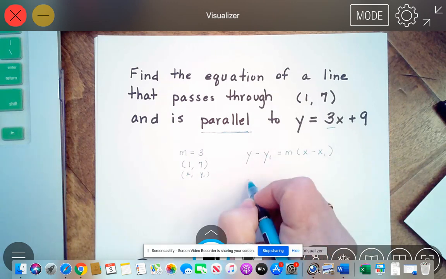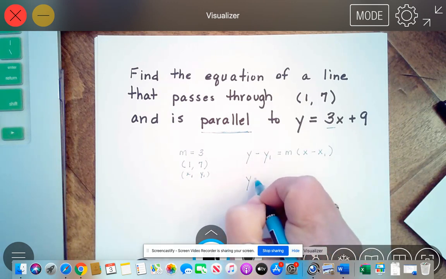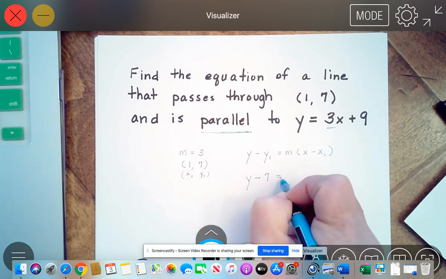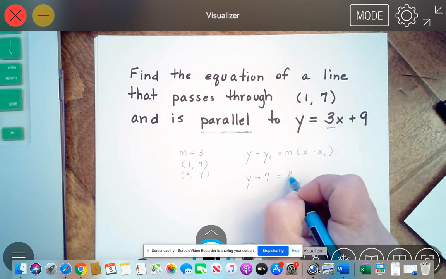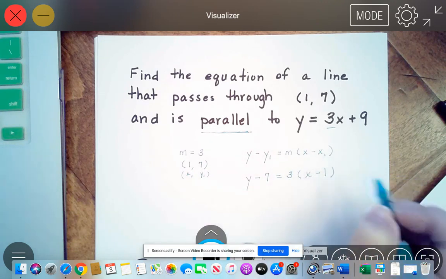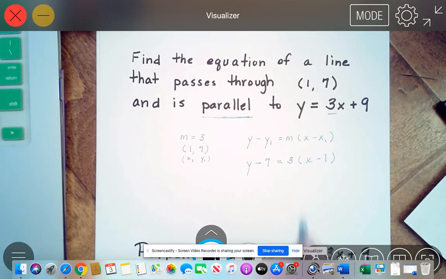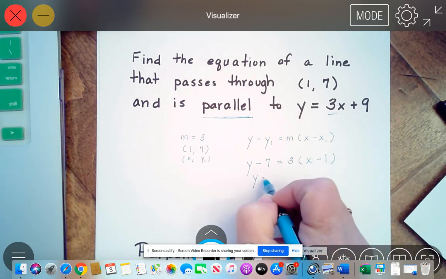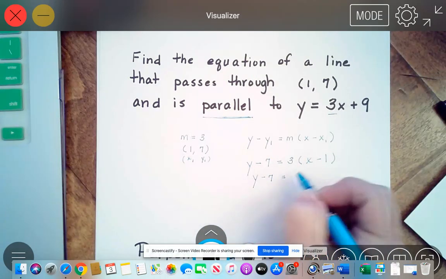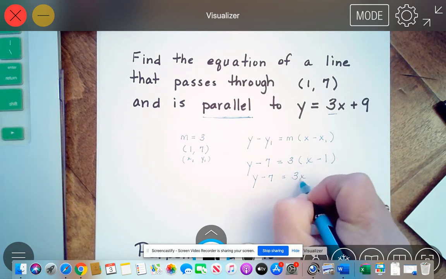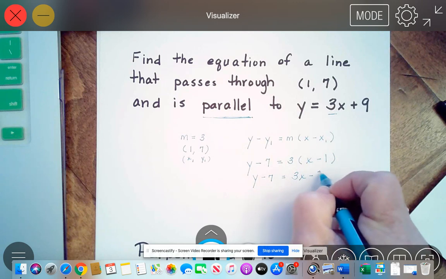So I'm going to put it into my formula. y minus y1 is 7. My slope is 3 times the quantity x minus x1, which is 1. Now what I'm going to need to do, I'm going to distribute the 3. So on the left side, I'm just going to put the y minus 7. And I have 3 times x is 3x. 3 times negative 1 is negative 3.